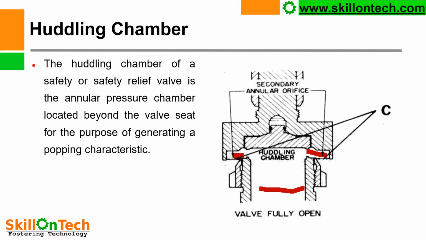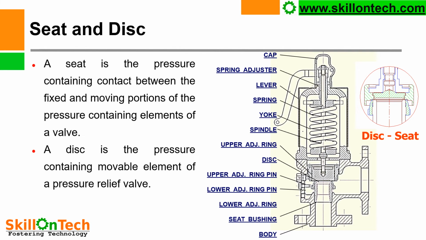Now let us understand the internal components of the safety valve, seat and disc. A seat is the pressure containing contact between the fixed and moving portion of the pressure containing element of a valve. You can see a picture of a safety valve with internal components. A disc is the pressure containing movable element of a pressure relief valve.